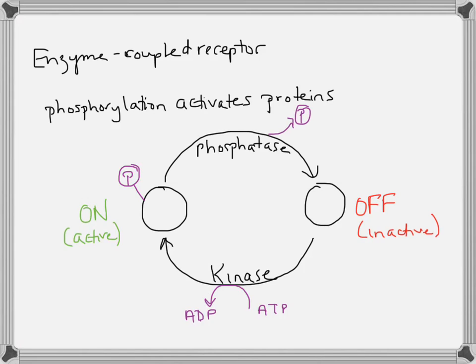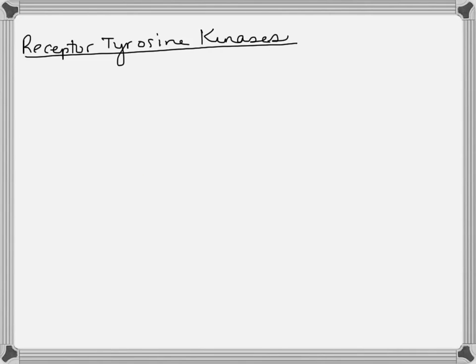Many of the enzyme-coupled receptors fall into the category of what we call receptor tyrosine kinases. So what this means is that the receptor itself is a kinase. It is an enzyme that can phosphorylate substrates. And in the case of a receptor tyrosine kinase, in particular, the kinase activity phosphorylates tyrosine residues or tyrosine amino acids within the substrate. This is how a receptor tyrosine kinase works in very general terms.